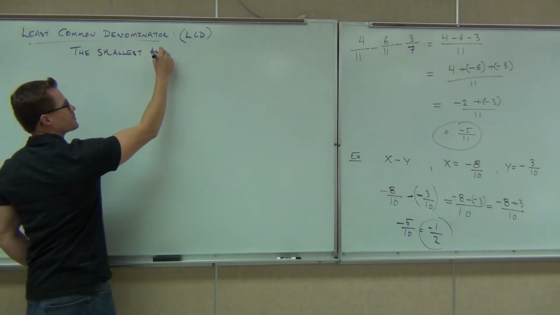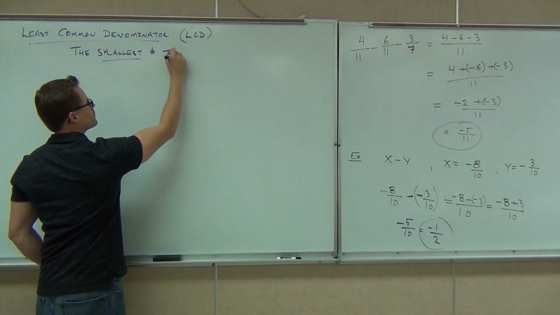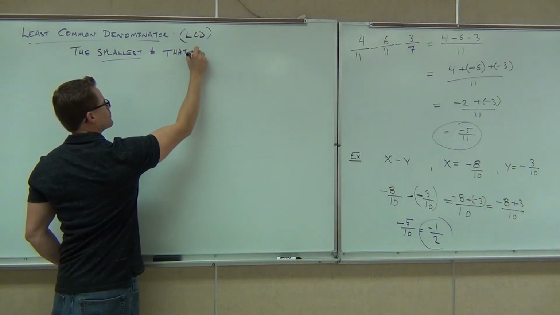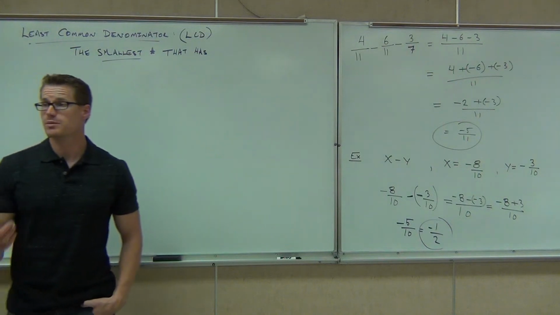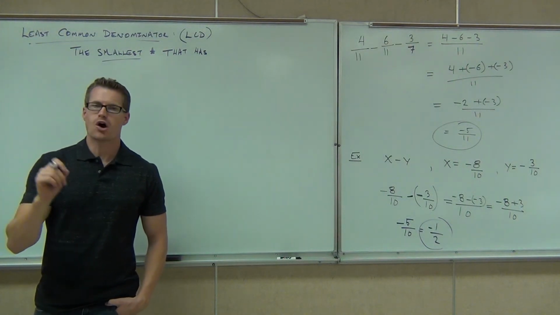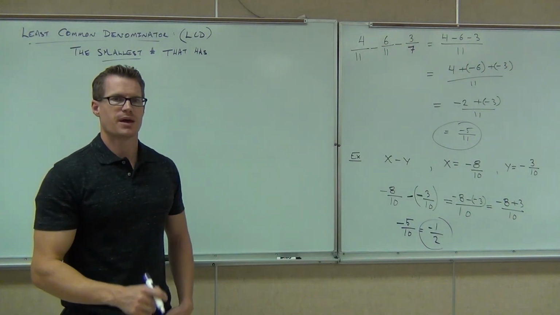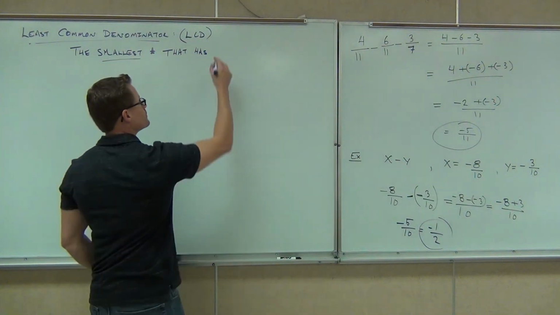The smallest number that has, I'm going to say instead of both, we could be dealing with more than one fraction, so that has all of the denominators as a factor.